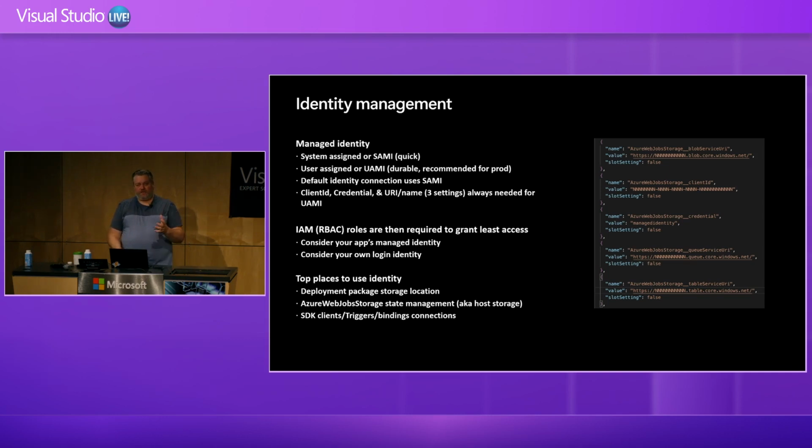For the host storage, the one that I talked about before, that the function app needs just for its inner functioning, you can also use identity there, which is what that image is using there. And then finally, anywhere where you have an Azure trigger, an input binding, output binding, or even your own SDKs, if you're instantiating SDKs from your code, you can use identity as well, the identity of the app.